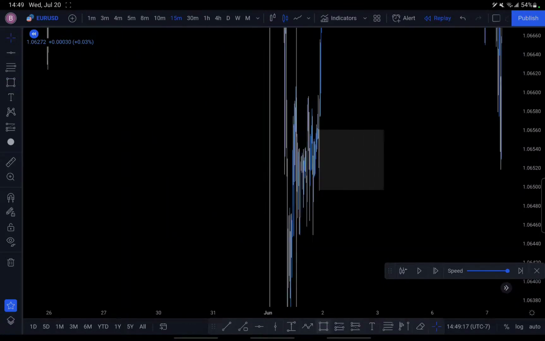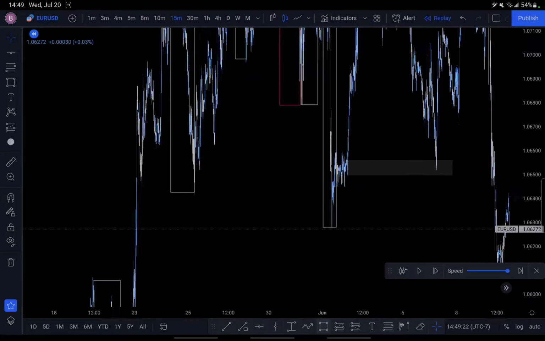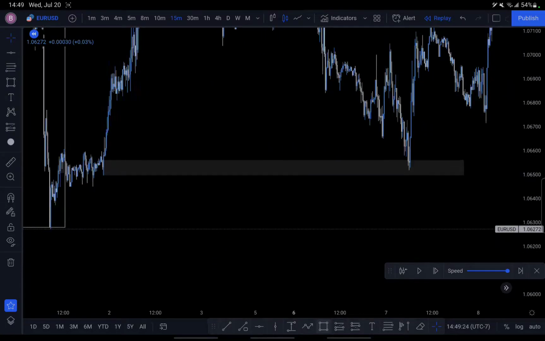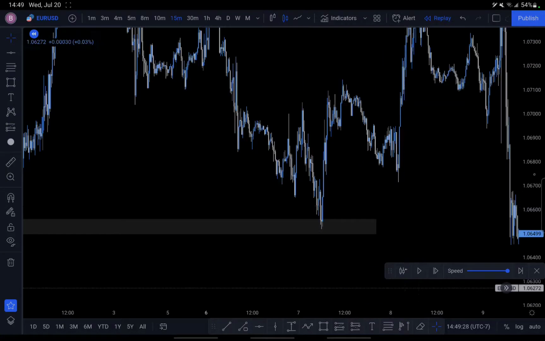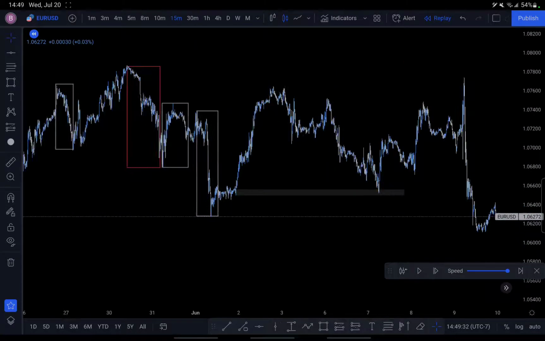Let's stretch this up. All right, there we can see where it tested. So there's no question about it. Tested this demand zone here to make price go up. Okay, let's zoom out a little bit so I can see where we're at overall.